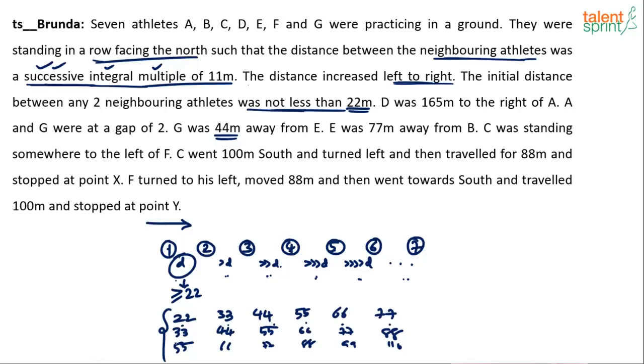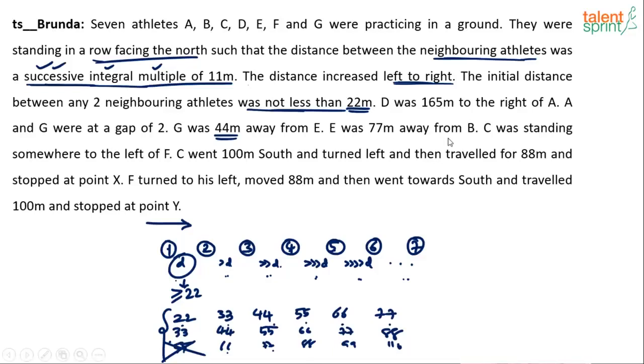Meaning the starting distance cannot be 55, because the moment starting is 55, what happens? If this is 55, will you ever be able to get 44? No. After 55, it should be 66, then 77 and so on, right? So it can start with 22 or 33, or it can also start with 44. That also is possible. And in that case, if G was 44 meter away from E, G and E themselves will become the first two persons. I hope you are able to get the context here, right?